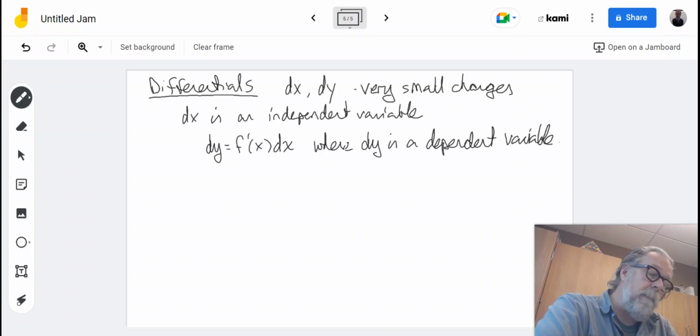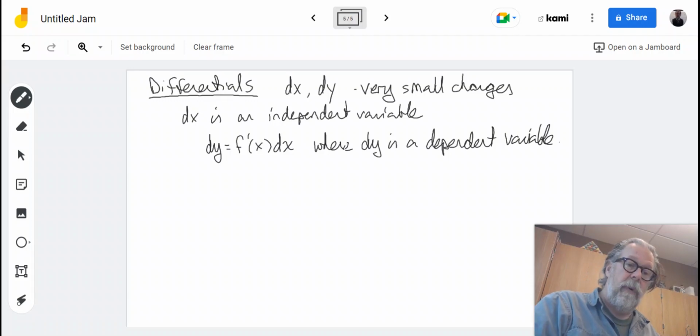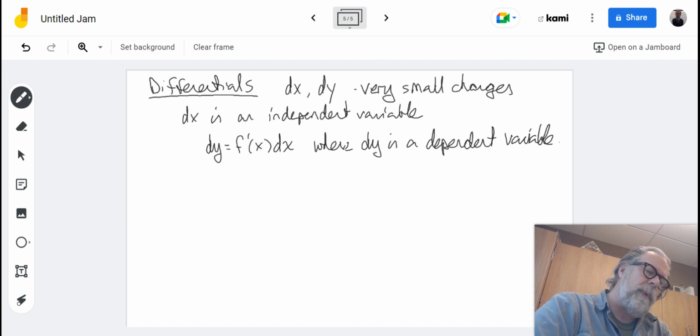All right, welcome back. Today's topic is differentials, and a differential is just a very small change in x or y. And we're going to refer to them as dx and dy for reasons which will become clear in just a second. We're going to say that dx is an independent variable. We change x by some small amount.